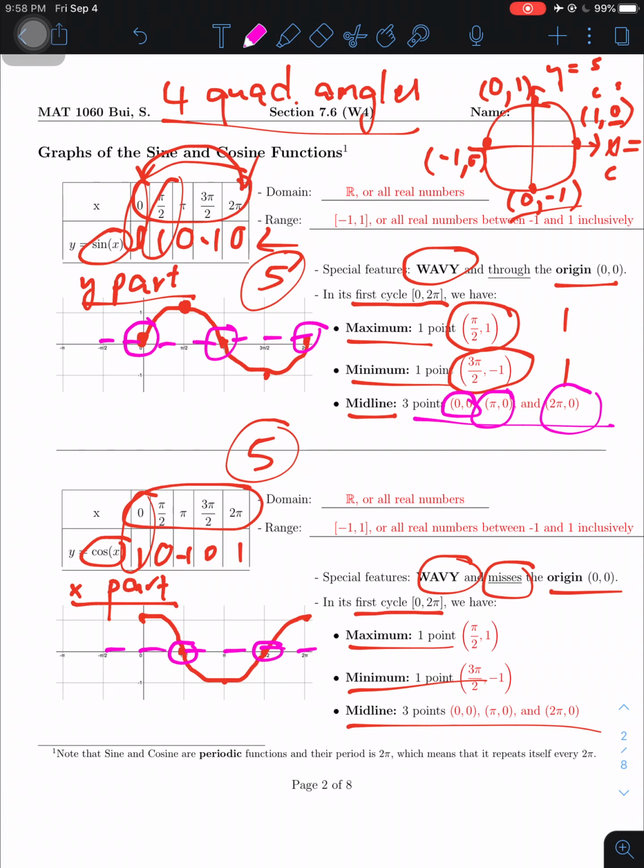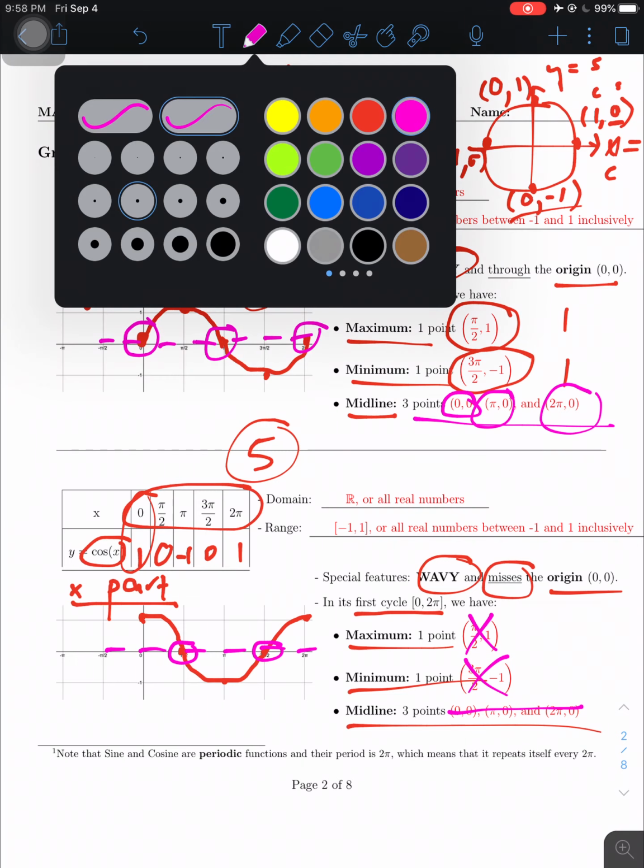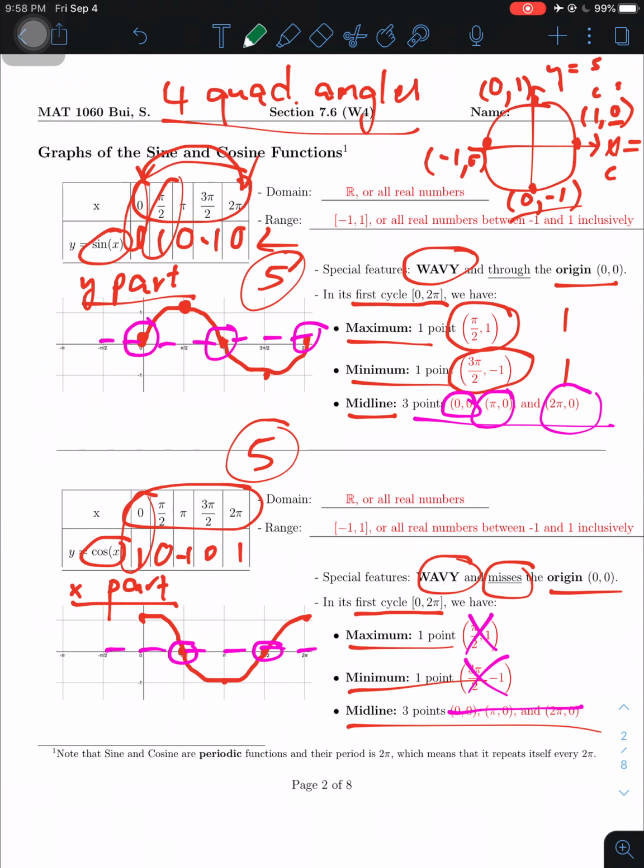And in here, I think I made a mistake. Okay, let me fix this one really quick. The maximum in here should be 0 and 1, okay? I don't know how to erase this from the PDF, but please ignore all these points here. I think it's just my copy and paste from sine. So let me put it in green so that it catches your attention.